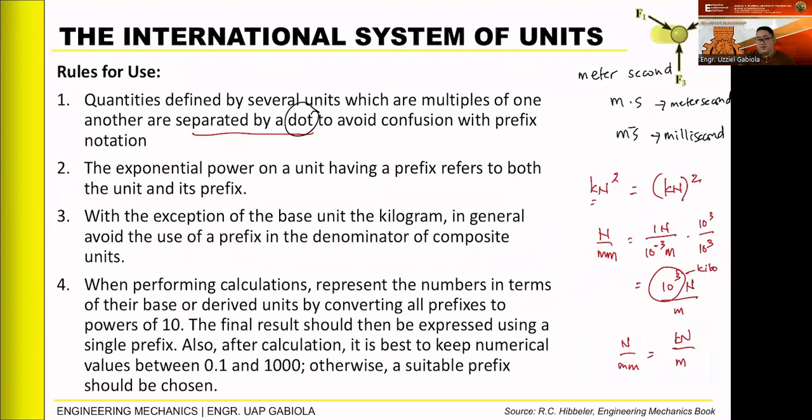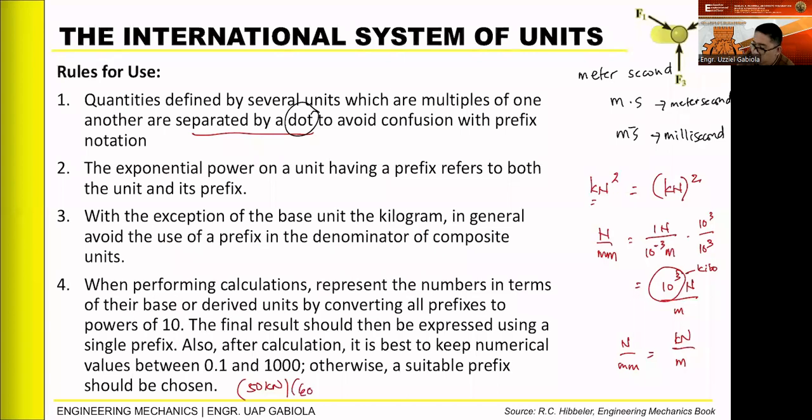So, lastly, when performing calculation, represent the numbers in terms of their base or derived units by converting all prefixes to powers of 10. Okay? So the final result should be then expressed using a single prefix. Also, after calculation, it is best to keep numerical values between 0.1 and 1,000. Otherwise, a suitable prefix should be chosen. Okay? So, halimbawa, mayroon kayong problem na pinapamultiply sa inyo is 50 kilonewton multiplied by 60 nanometer, no?